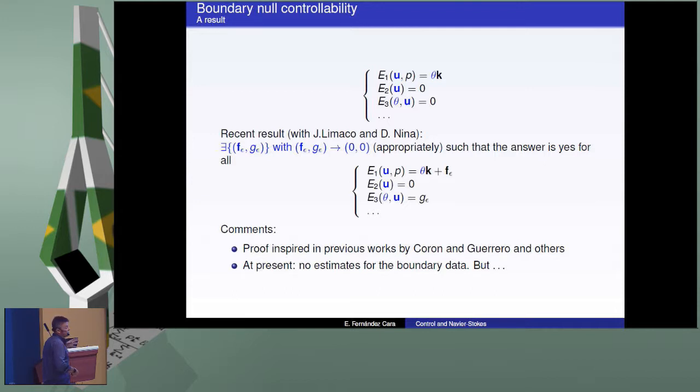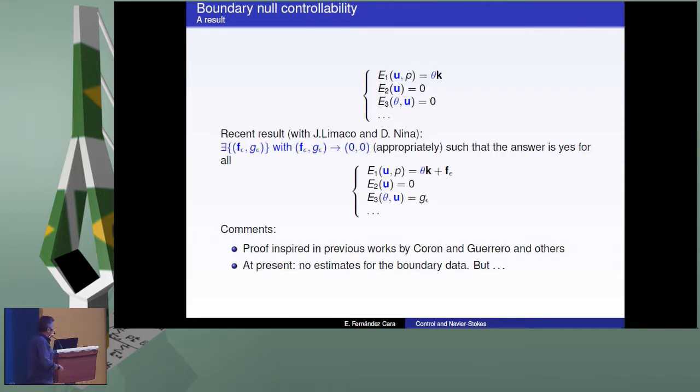In fact, the proof is constructive. I mean, we construct explicitly F epsilon and G epsilon in order to get the desired result here. We proceed by steps, and in a given step, we give the expression F epsilon and G epsilon that serves to get the result. And the last comment is that at present, unfortunately, we have no estimate for the boundary data that we have to put here.